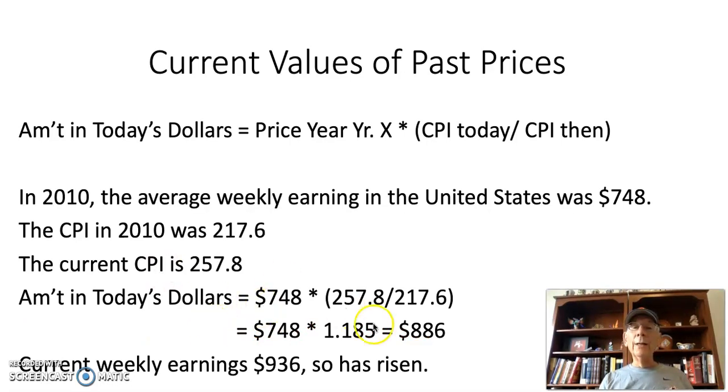The answer is $886. What's the important point here? Actually, the current weekly earnings are $936. So the average worker is about $50 better off. The average worker is, give or take, about 6% better off in terms of their weekly earnings compared to 2010. Not a big improvement, but it's still better than nothing.